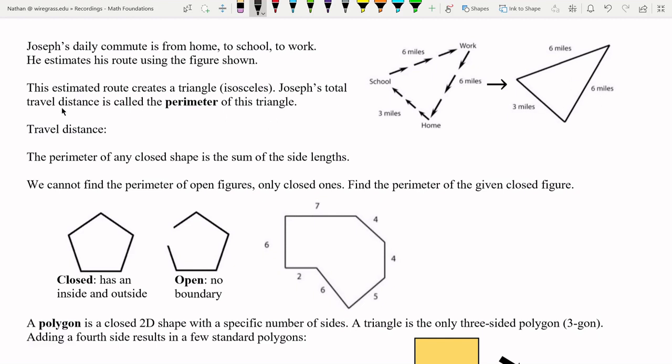And Joseph's total travel distance is called the perimeter, right? He'd be going this way, and then this way, and then this way here. And that distance is the perimeter, called the perimeter of this triangle. It's just the outside travel distance.